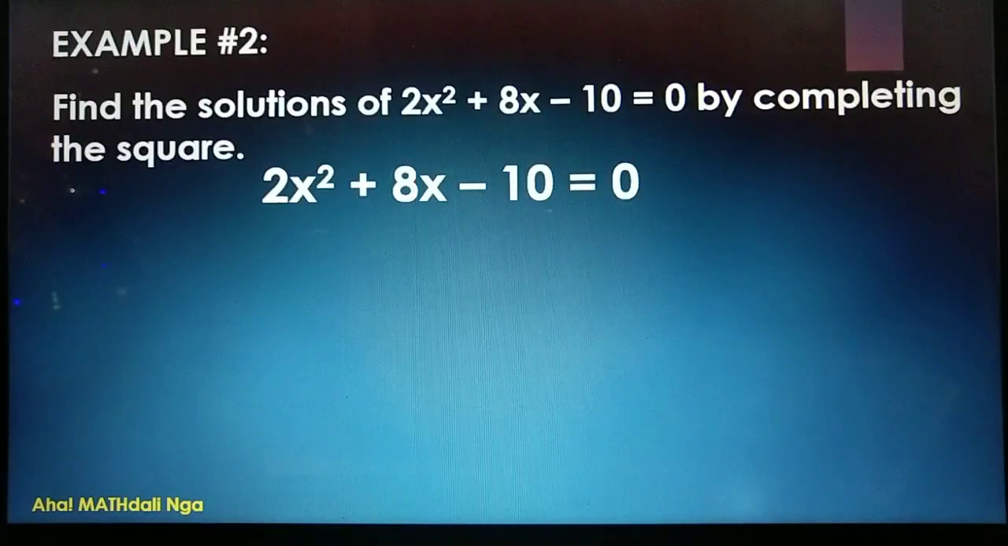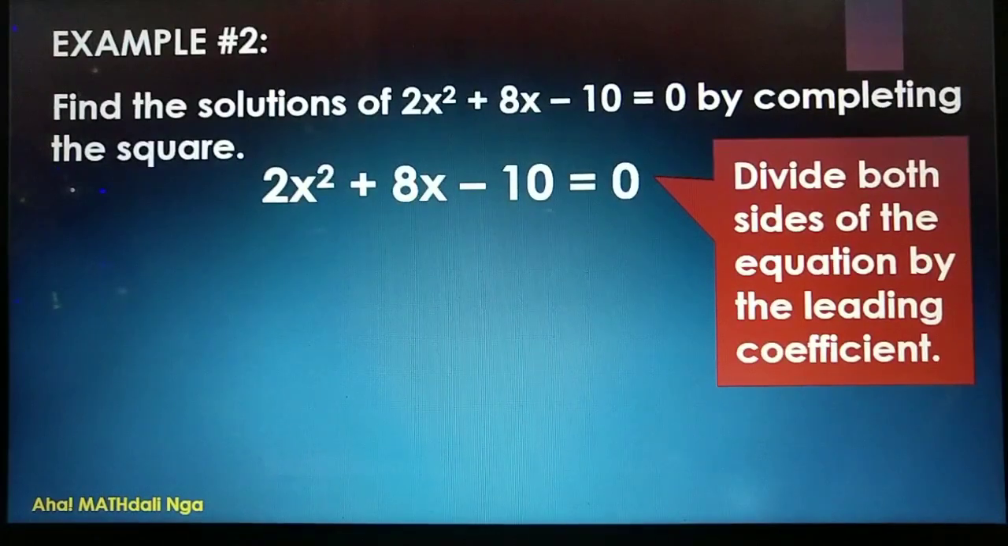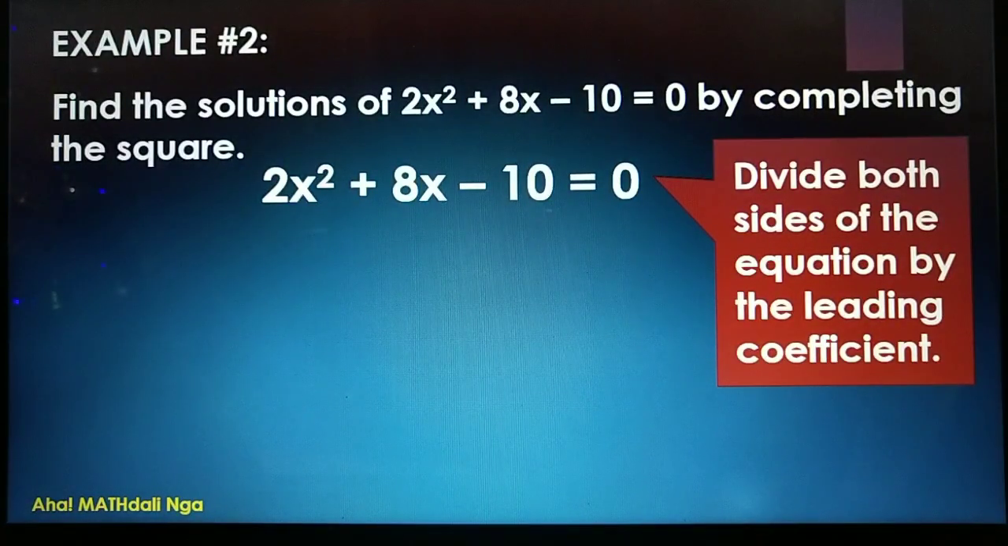This equation is written in standard form, and as you can see, our a is greater than 1, which is equal to 2. So the first step is, we need to divide both sides of the equation by the leading coefficient. In our equation, again, the leading coefficient, or a, is equal to positive 2. So we will divide this equation, or each term, by positive 2. Let's do that.